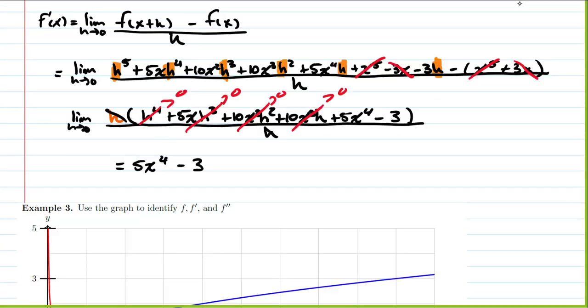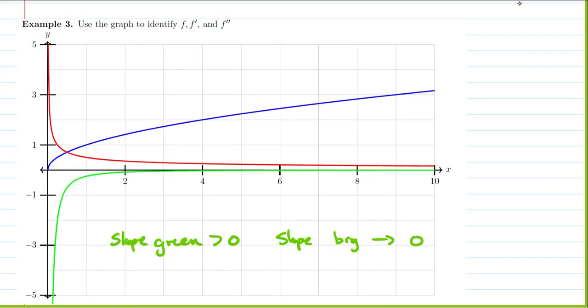Well, outputs live on the y-axis. So do we have a graph whose y-values are always bigger than 0 and whose y-values start really, really big and get close to 0? Yeah, which graph is that? The red graph, right? Because its y-values start way up here, and its y-values decrease, decrease, decrease, and then it starts flattening out, and its y-values get closer and closer to the number 0.